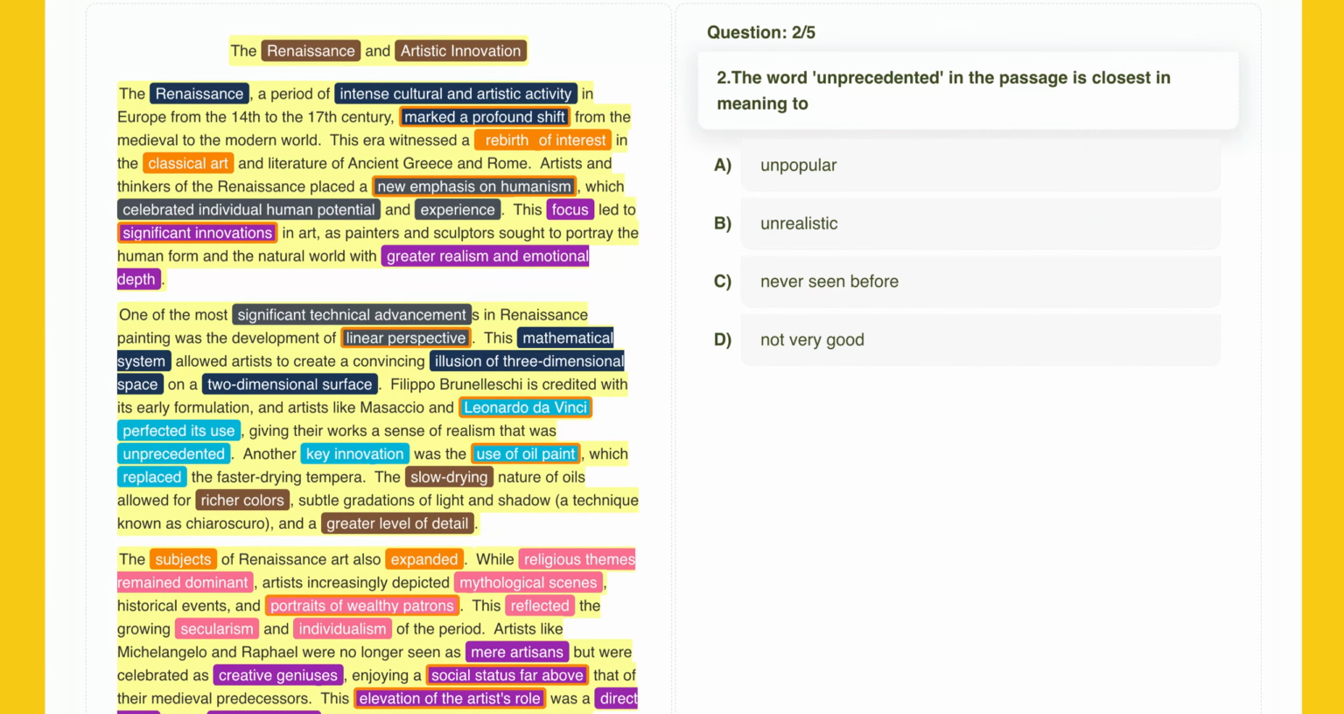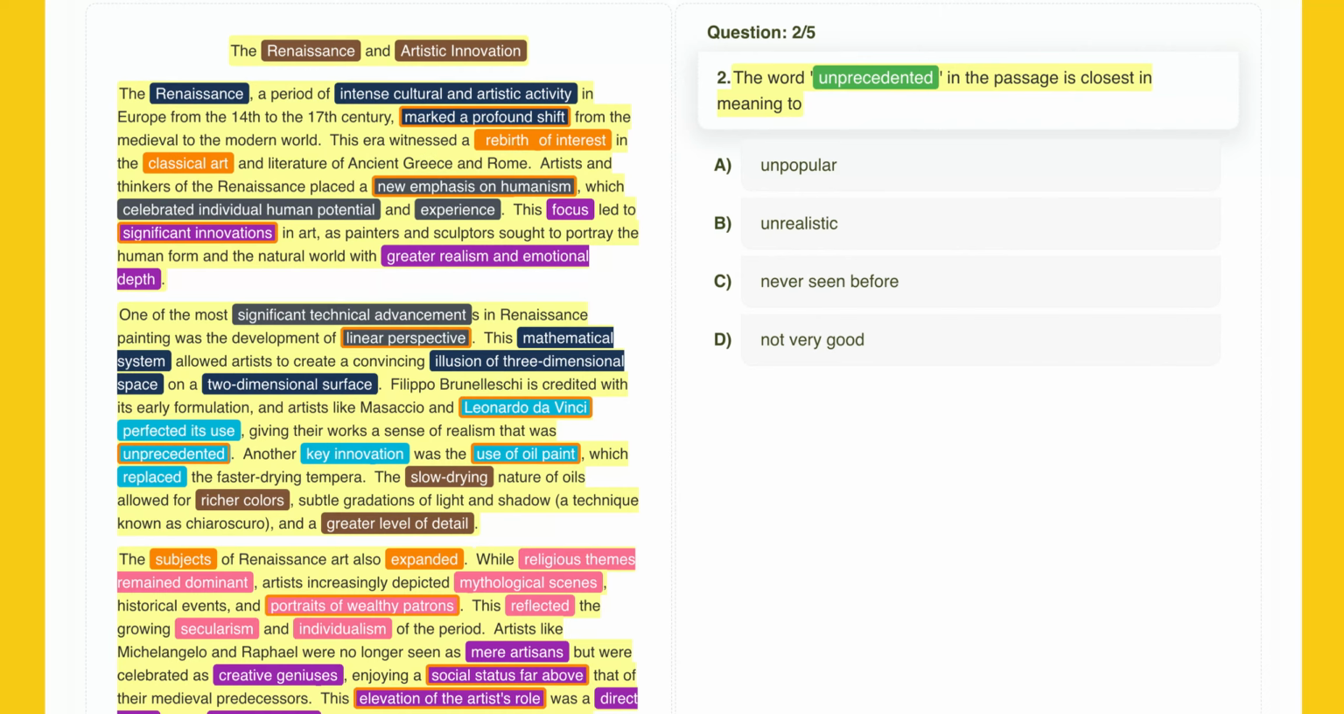Moving on to the second question. This is a vocabulary question. We need to find the meaning of a specific word based on how it's used in the text. The word unprecedented in the passage is closest in meaning to. We are looking for the meaning of unprecedented.